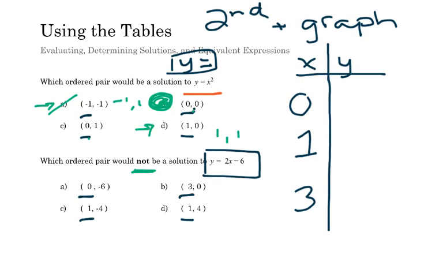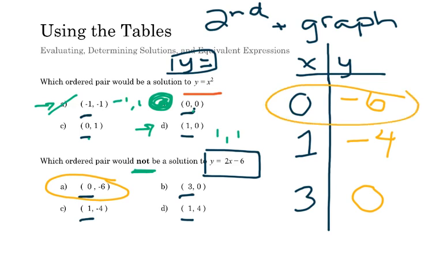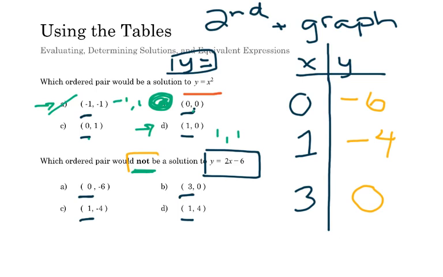Alright, so I know there is a -6 next, 0, negative 4. Now I see 0, negative 6. Be careful not to say, oh, that's my answer because I see it right here. Nope. We want the one that is not a solution. So if I see 0, 6, that can't be my answer.